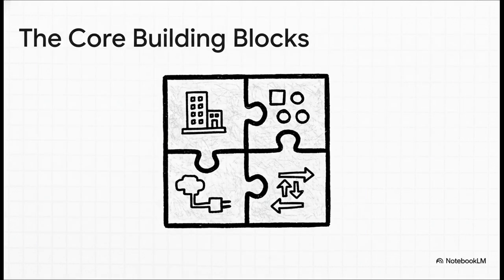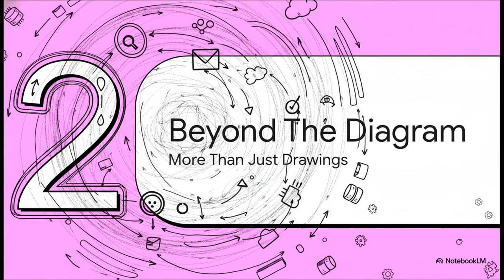Let's actually break that down into 4 core building blocks. First, you've got the architecture. That's the big picture, the grand plan. Then you have components and modules, which are kind of like individual workers, each one with a very specific job. The interfaces, that's just how those workers talk to each other. And finally, you have data flow, which is the actual information they're passing back and forth to get the work done.